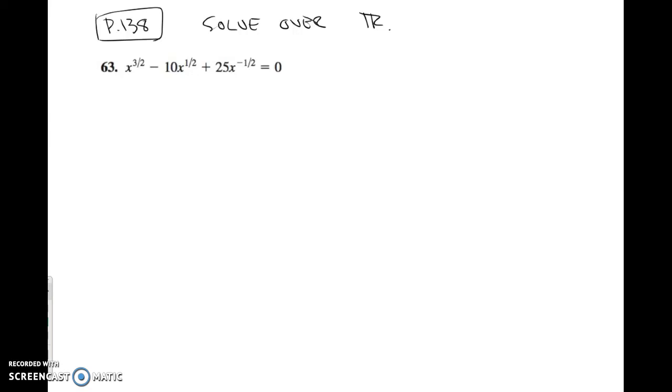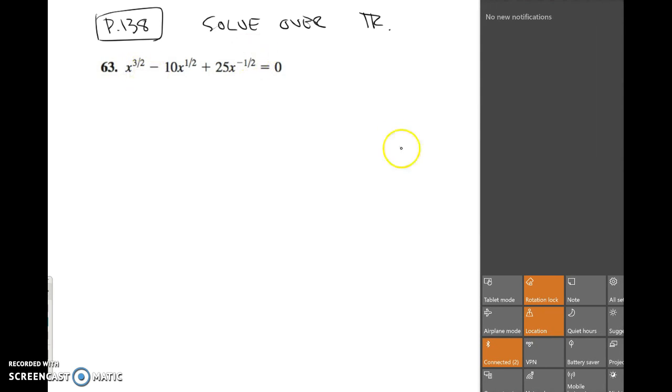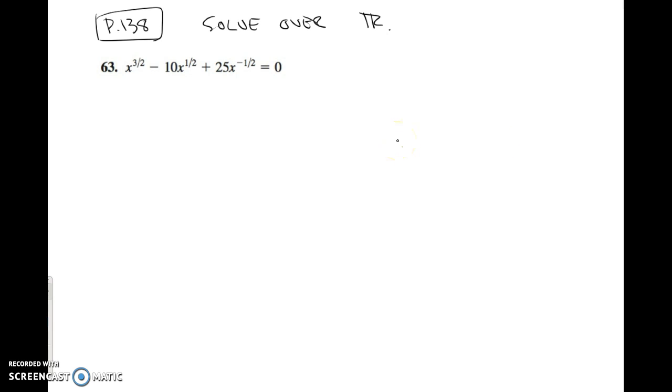Number 63 on page 138, section 1.6, asks us to solve this equation over the real number system. So this has not only fractional exponents, but negative fractional exponents. Goodness. So how are we going to handle that?